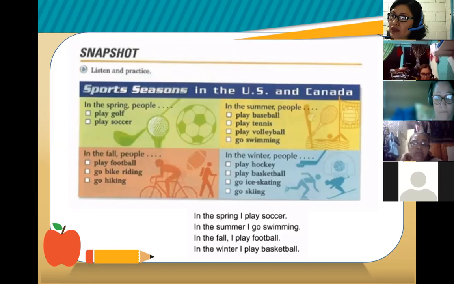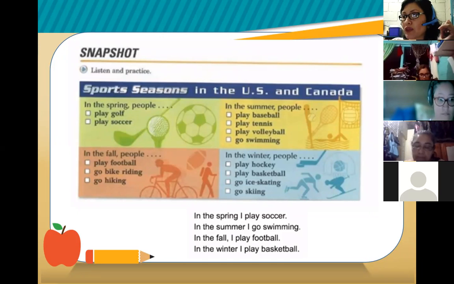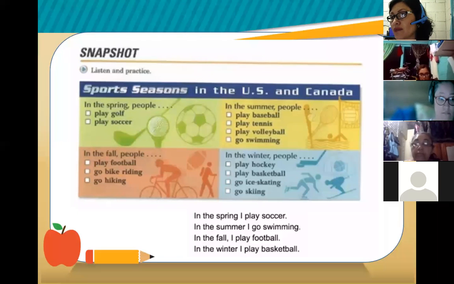In the fall, I go bike riding. Muy bien. Okay. In the spring, I play soccer. In the fall, she goes. Remember, right? When we are using the third person singular, hay que recordar las reglas, ¿verdad? When the verb ends in SS, CH, SH, X or O, we need to add ES to the verb, okay? Ahí sería, in the fall, she goes bike riding. In the summer, he plays, con S, porque el verbo termina en consonante, así que hay que agregarle S, okay?